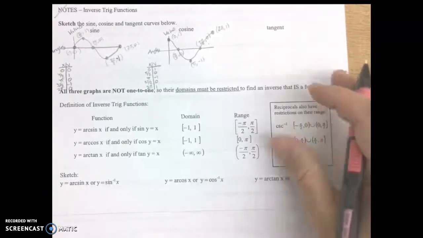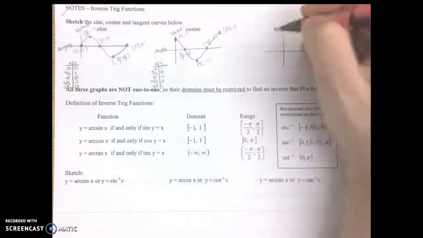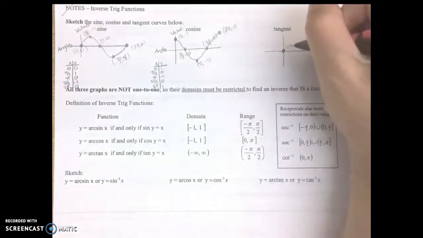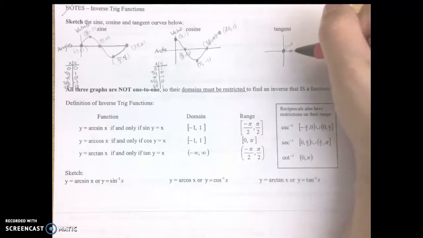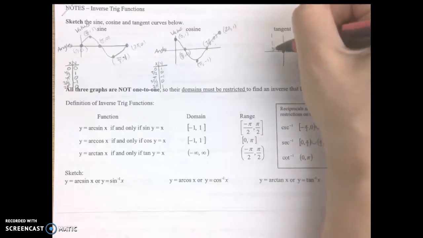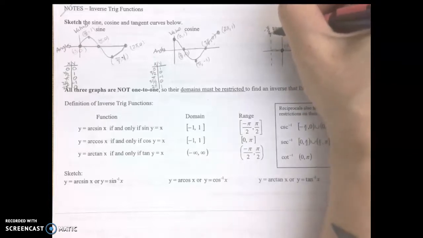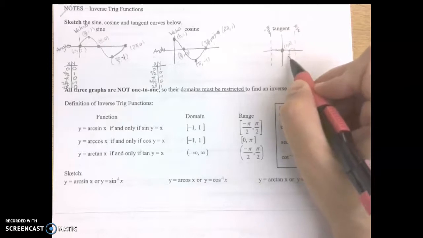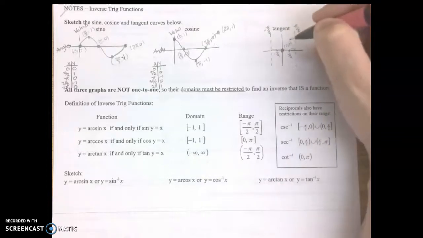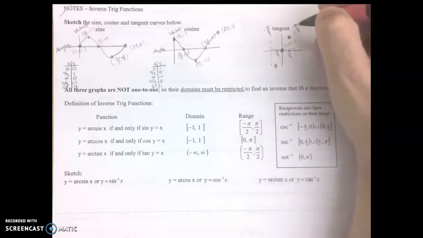For tangent, which is what we've been doing, here's my y-axis. Recall that for tangent, the heart and the center is right there at the origin, 0, 0. Two quarter periods to the right is an asymptote. Two quarter periods to the left is an asymptote. That's going to be at positive pi over 2. This is going to be at negative pi over 2. Here's going to be pi over 4, and this is negative pi over 4. At positive pi over 4, we have a value of 1. At negative pi over 4, we have a value of negative 1.